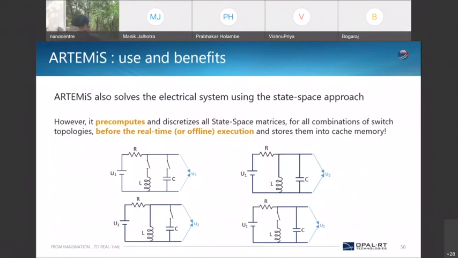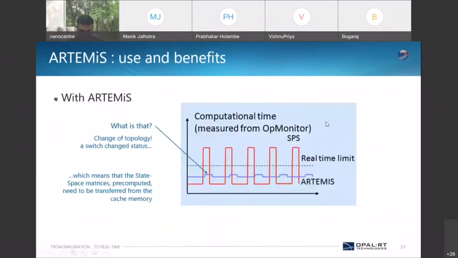What Artemis does is, after the topology is uploaded into the Artemis toolbox, it will analyze the number of switches it has, and it is going to pre-compute all the state space matrices. This information is stored in the cache memory, so that whenever the state space matrices are required, they can be directly fetched from the cache memory. And this is the sole reason that Artemis uses less time as compared to the SPS.